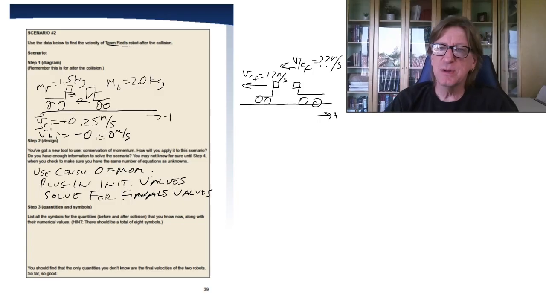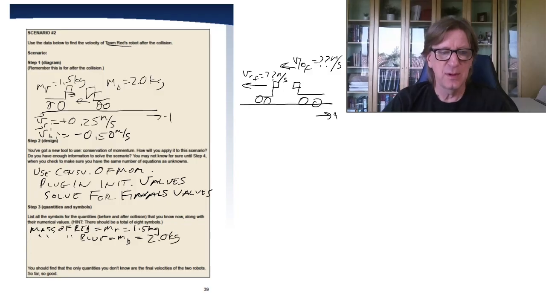Okay. So step 3 would be to write down all our symbols. Most of the symbols are going to be exactly the same as we had before. So we've got the mass of red, M R, which is 1.5 kilograms. Mass of blue is M B, and that equals 2.0 kilograms. The initial velocity is the only thing that's really different here, because we need to distinguish between our two phases. So I've got my initial velocity of red, which we call V R I, and we said that was positive 0.25 meters per second. My initial velocity of blue is V B I, which equals negative 0.50 meters per second.